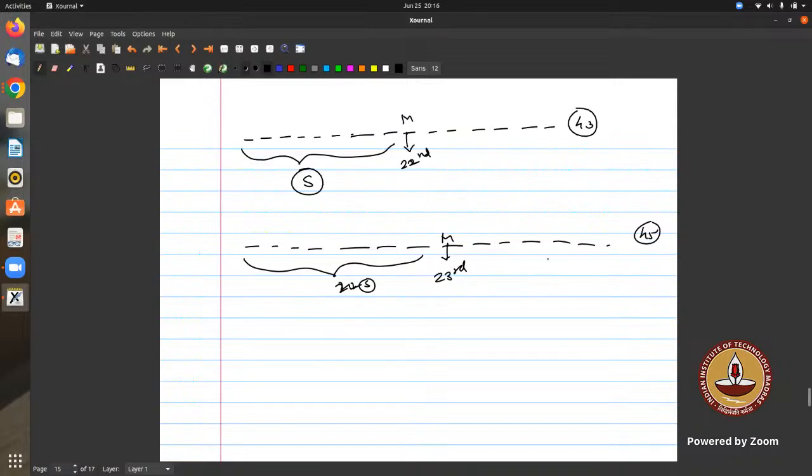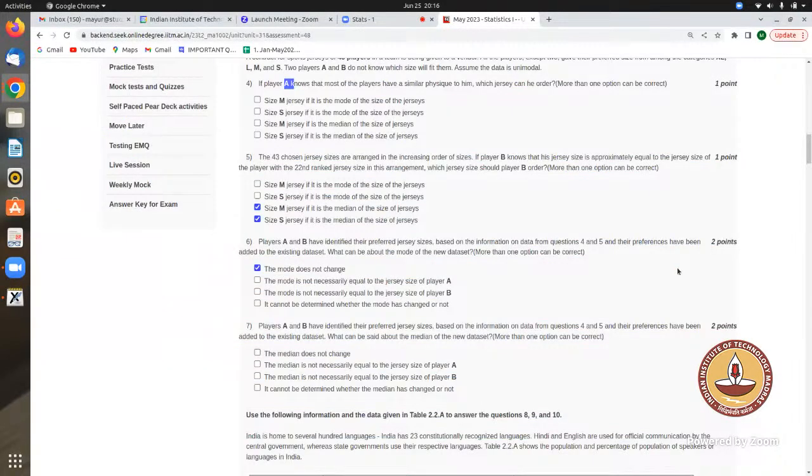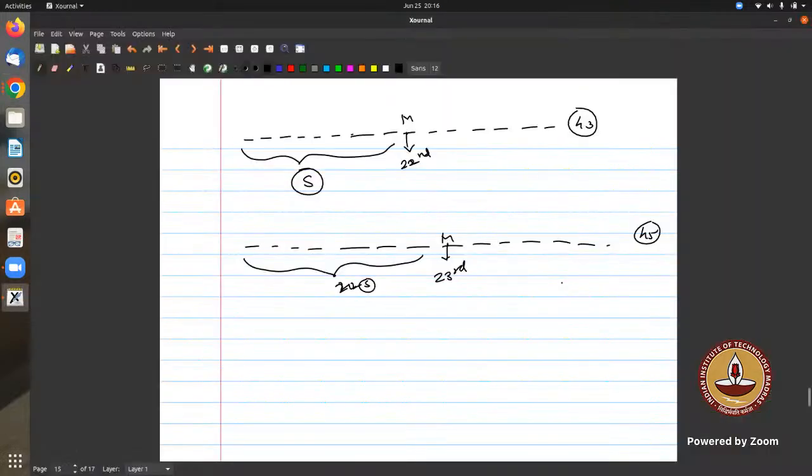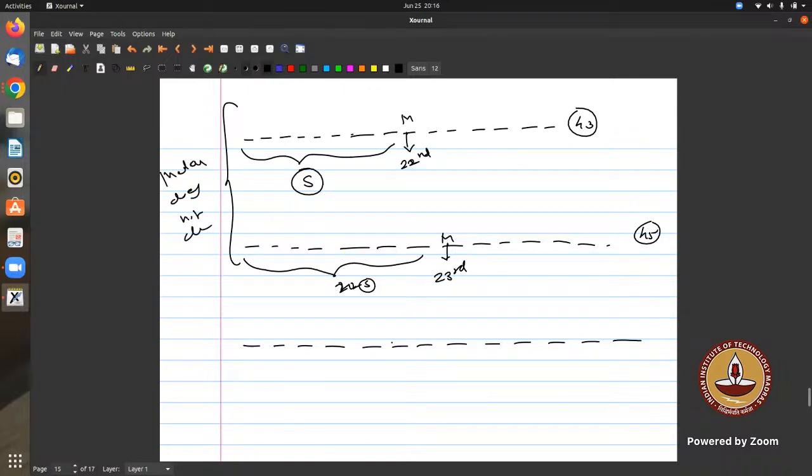But the question 5 is what? The 43 chosen jersey sizes are arranged in increasing order, and the median size is the jersey size. Okay, but one more scenario I wanted to explore is that, in this case, what happened? The median does not change, right? Yes, sir. Correct. But let's think about another scenario.